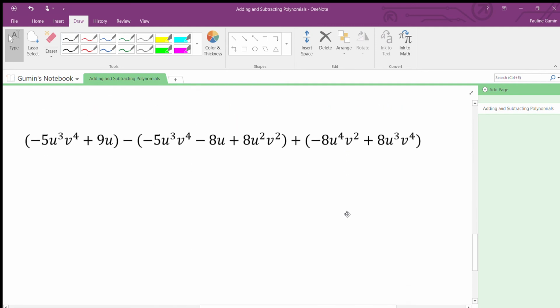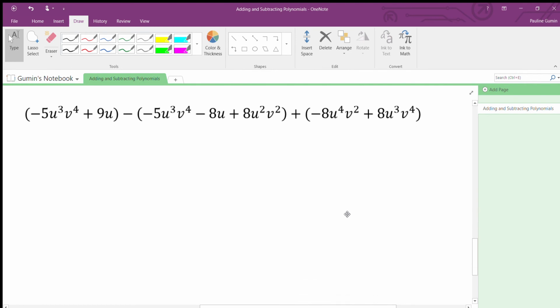Ooh, okay, so here's our last one. I hope that after we finish this one, you'll feel a little bit more comfortable about adding and subtracting polynomials. If not, happy to answer any questions you post in the comments, or if you have a teacher to go to, it's probably a good idea to ask them.